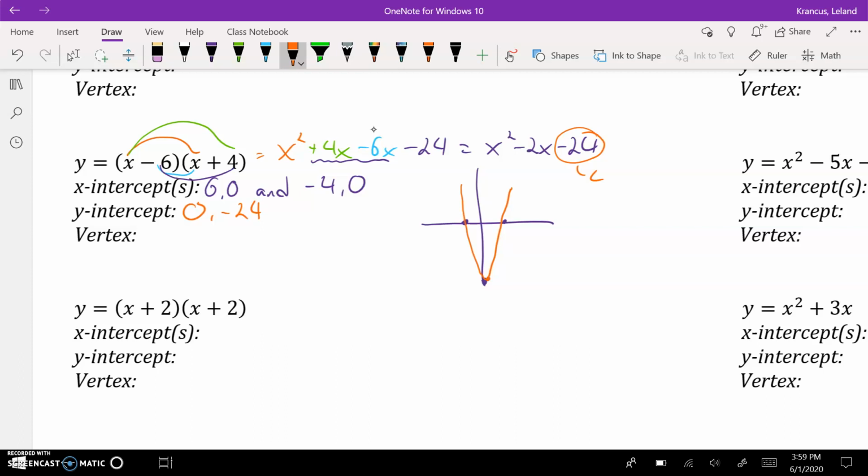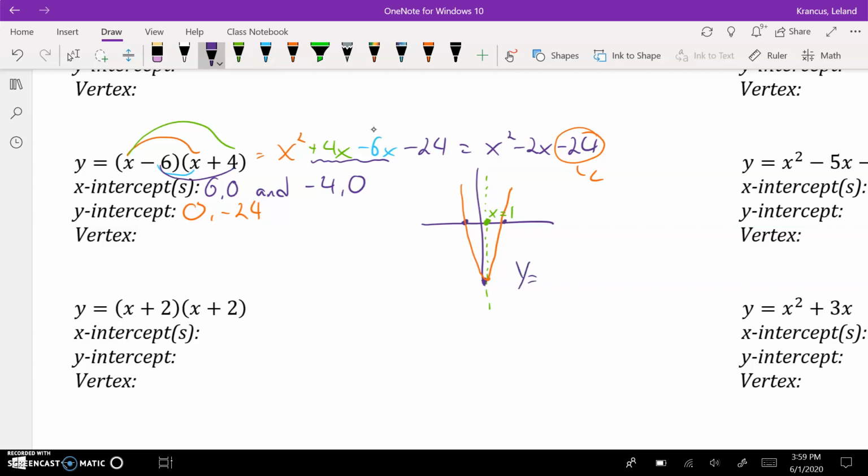So the midpoint between 6 and negative 4: the difference between those is 10 units. It means if I go from negative 4 and add 5, or go from 6 and subtract 5, I'm going to have an axis of symmetry going through there, and that's going to be at x equals 1. So I know that the x value of my vertex is 1. Now I just need to substitute that into my equation to calculate the y value.